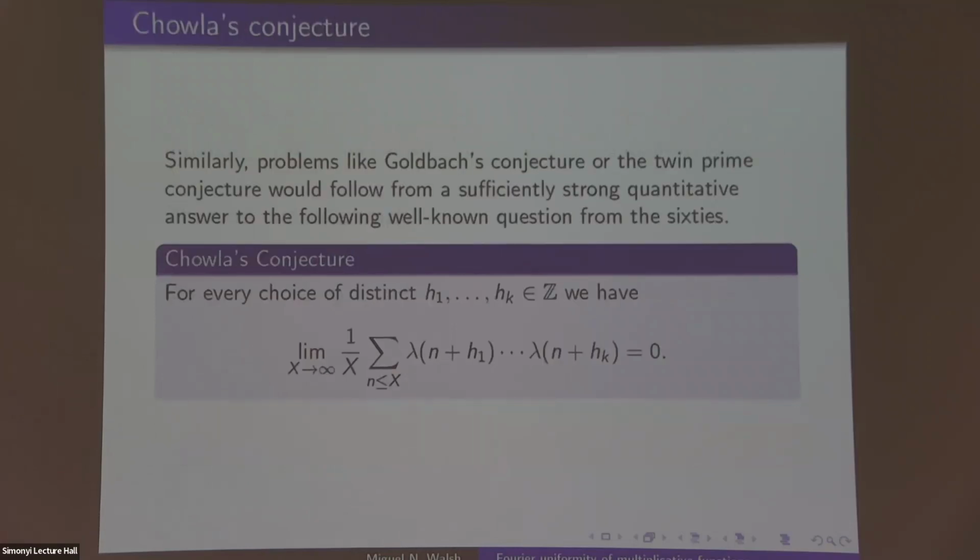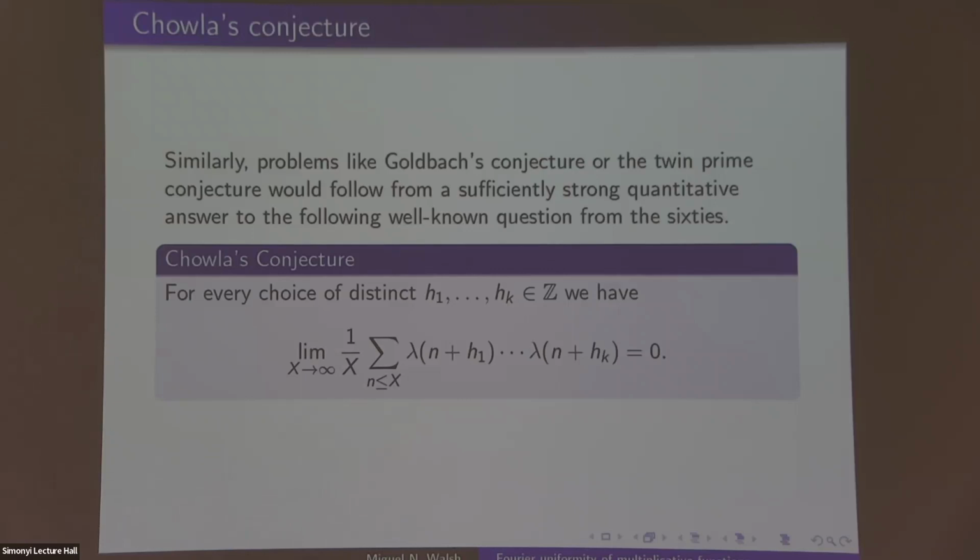In fact, other famous problems about primes, like the Goldbach conjecture or the twin prime conjecture, will follow from a sufficiently strong quantitative answer to the following well-known question from the 60s. So this is Chowla's conjecture, which goes as follows. For every choice of distinct integers h_1, ..., h_k, we expect that the limit of this expression should go to 0 as x goes to infinity.